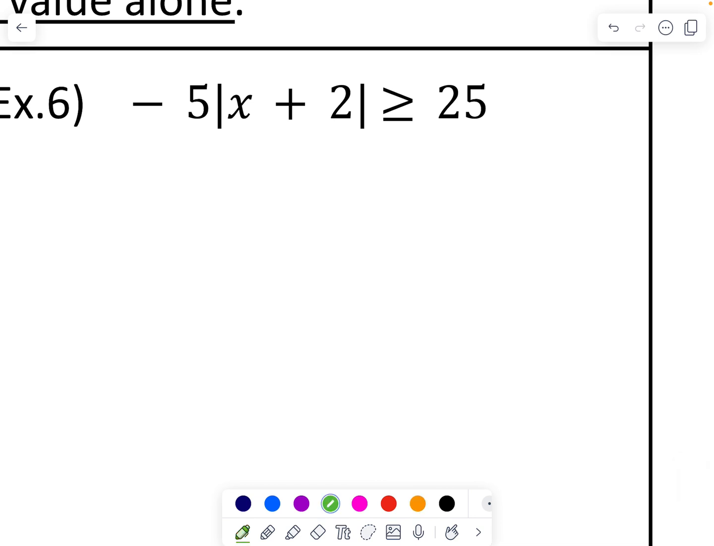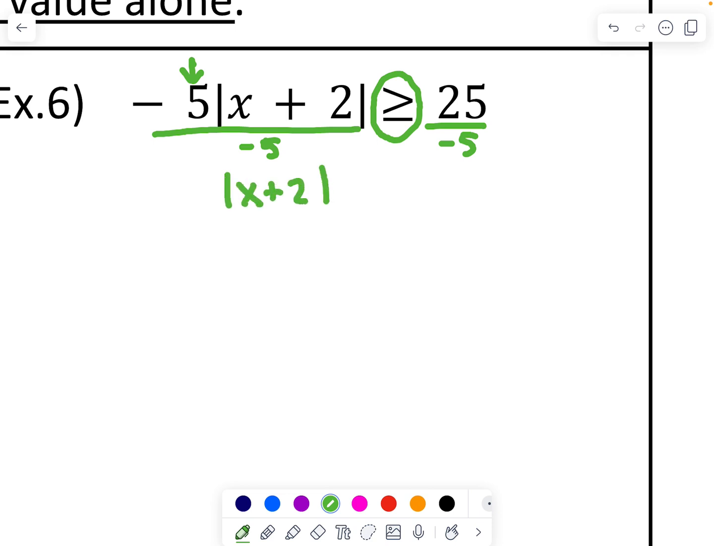Okay, so let's do the next one. Well, this absolute value isn't alone because of this negative 5 on the outside. That negative 5 is multiplying the absolute value, so we're going to divide. But the problem is when we divide by a negative number in an inequality, we have to change the inequality. So we end up with x plus 2 is less than or equal to negative 5. Okay, cool. So there's that negative again on the other side once we get it alone. So what does it say? This says I'm a positive number, and I'm going to be less than or equal to a negative number.